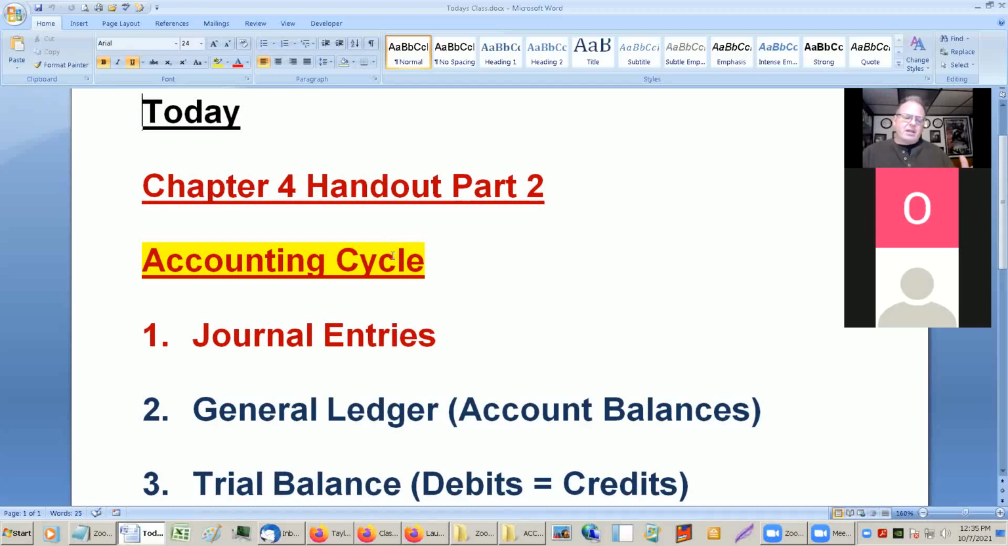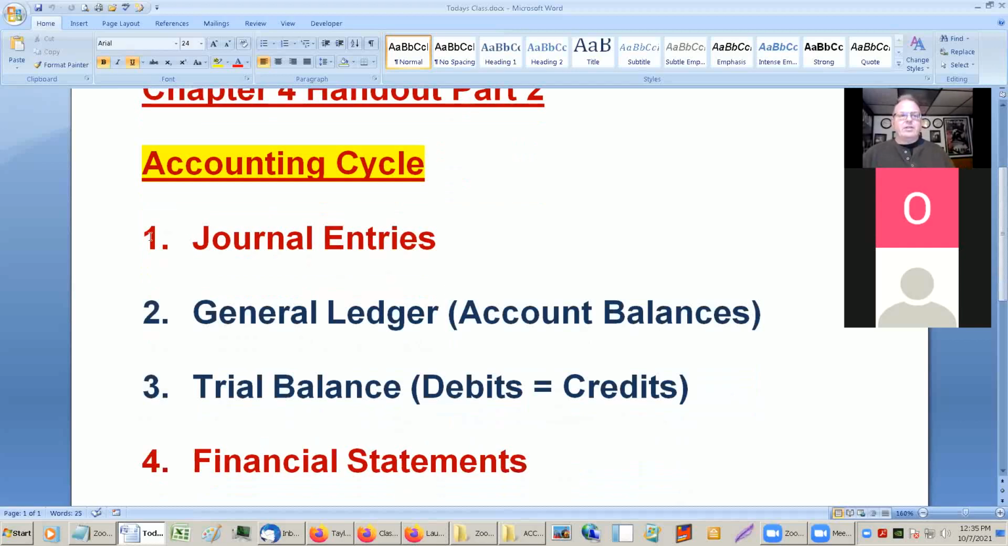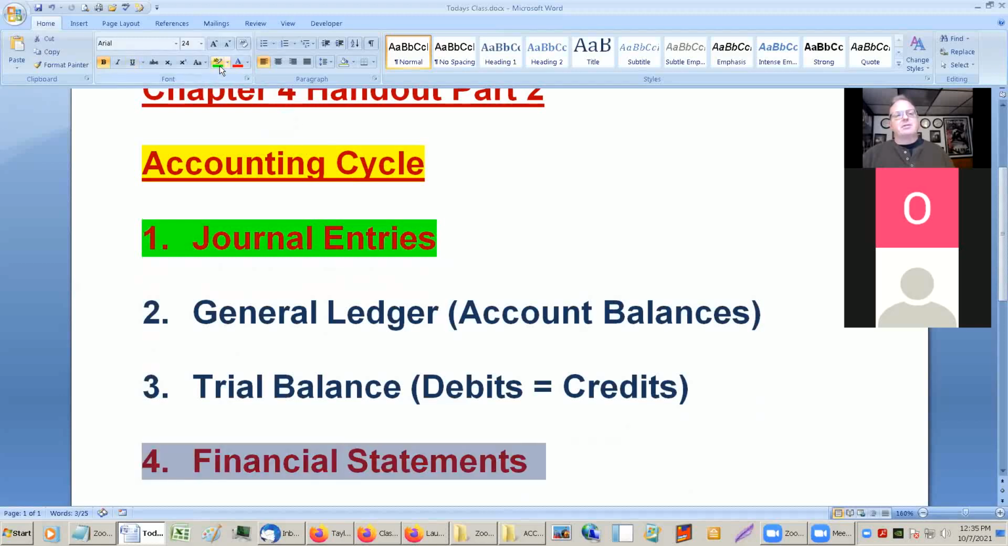And it's basically getting familiar with the cycle. We really spent a lot of time on these two, journal entries and the financial statements. And then these two are the ones that we're doing in chapter 4. And this is to link the journal entries to the financial statements.